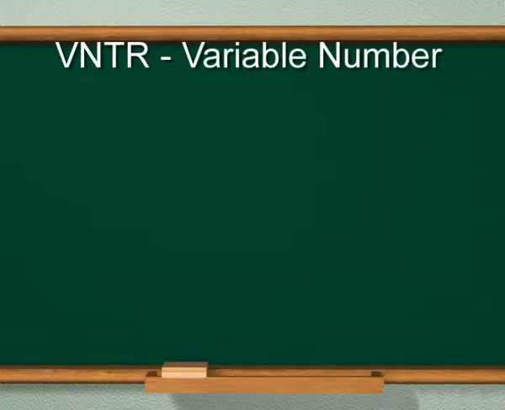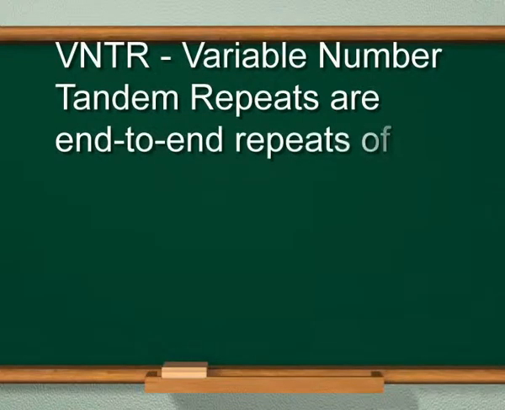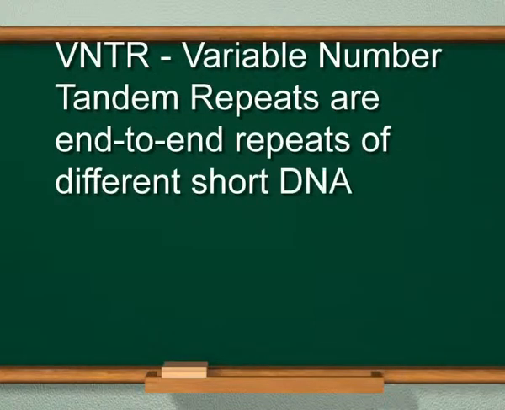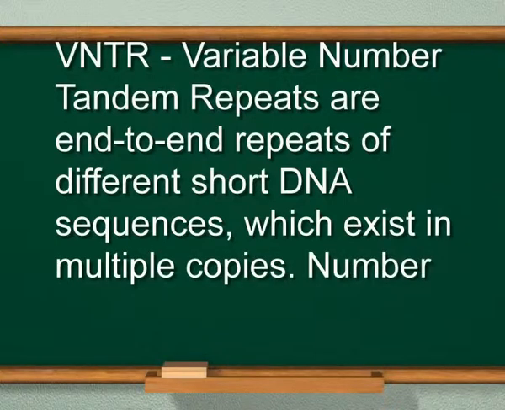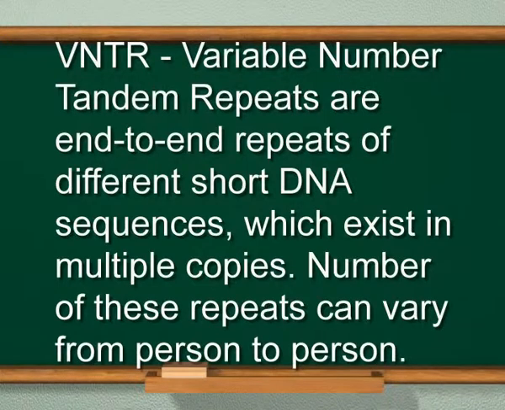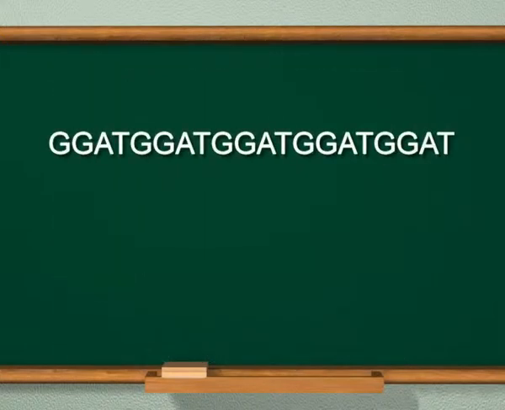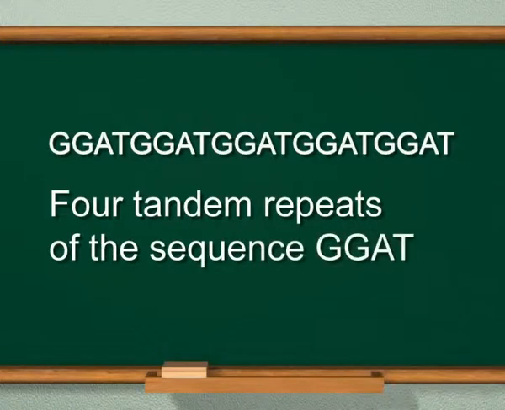VNTR, Variable number tandem repeats, are end-to-end repeats of different short DNA sequences which exist in multiple copies. The number of these repeats can vary from person to person. An example of a VNTR is GGAT, GGAT, GGAT, GGAT, GGAT, which is 4 tandem repeats of the sequence GGAT.